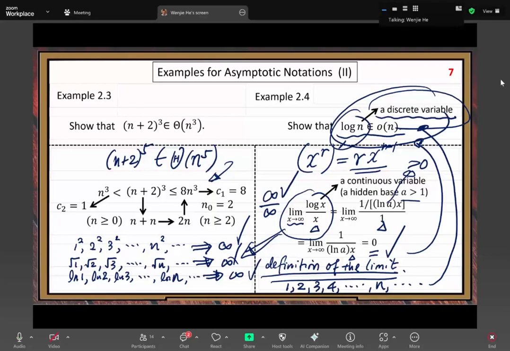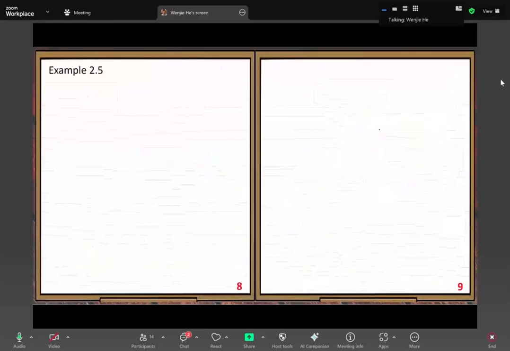Oh, yeah. My remote control, I disconnected. All right. 2.5.